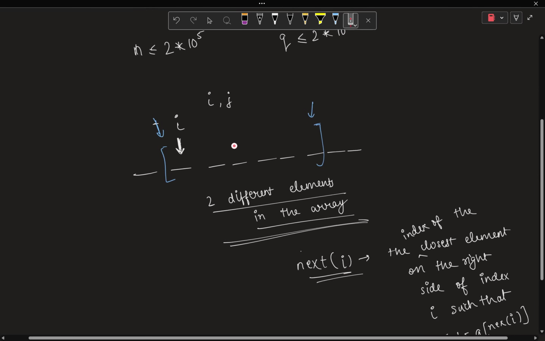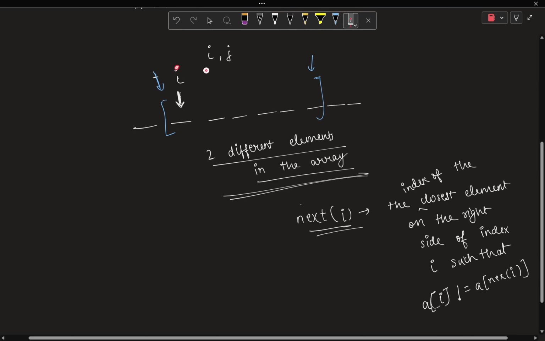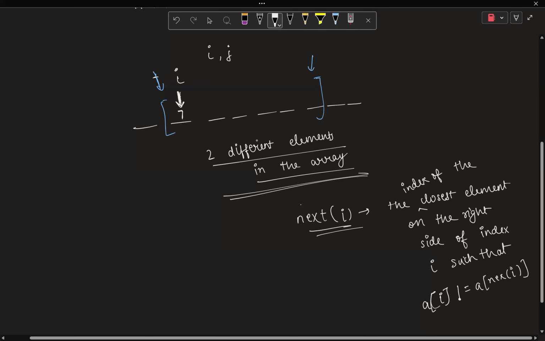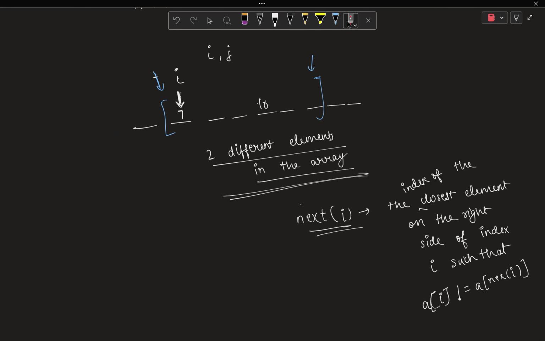The main thing I want to say is, if for every index I know the closest element on the right which is not equal to this element, I can just check that. If there is a 7 and I know the closest element on the right side which is not equal to 7, let us say there is a 10 here, then I can just compare whether this element is inside the range for the query or outside. If it is outside the range, then the answer will be -1 and -1, otherwise the answer will be the same.